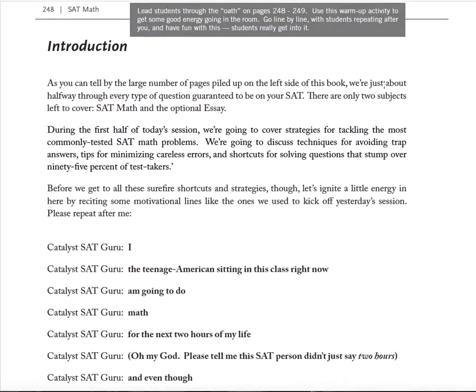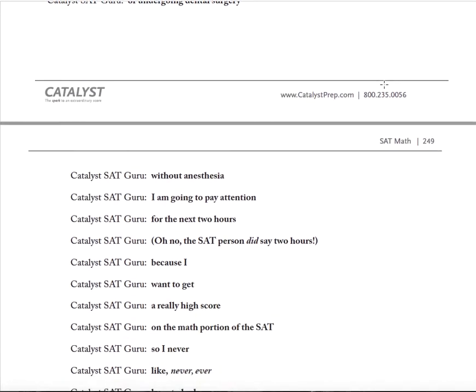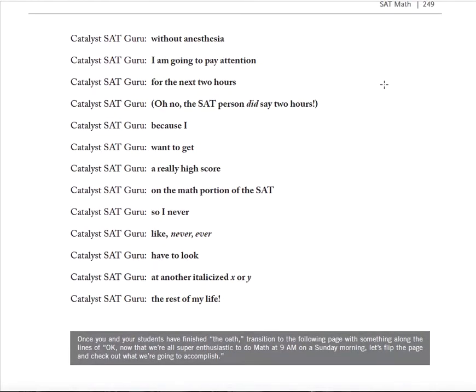All right, so you'll dive in and warm up students. You want to start off with the oath, which mirrors the way that you started on day one. Students get really into this. It really does elevate the energy and the mood in the classroom. So you'll walk students through this. Again, just a reminder, this is a call and response activity. So you'll say, I, and the class says, I, teenage American sitting in this class right now, and so forth, through the bottom of page 249 here. Students will usually find this pretty funny and enjoyable.